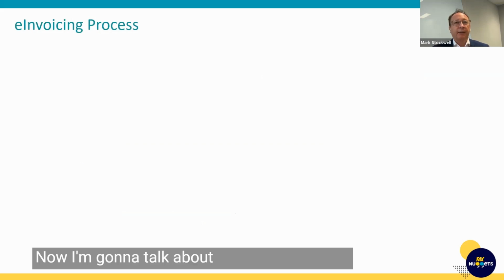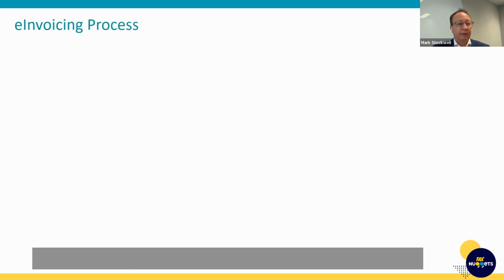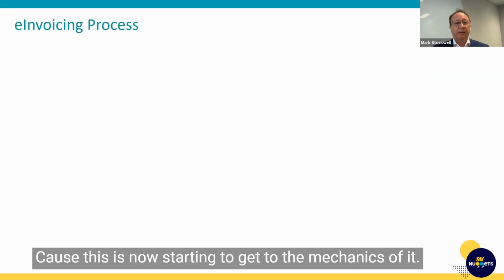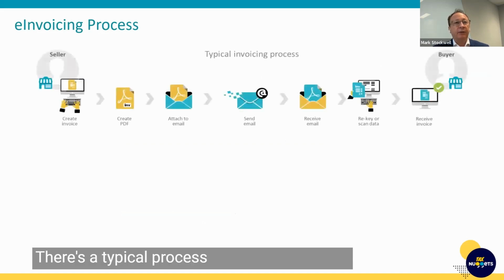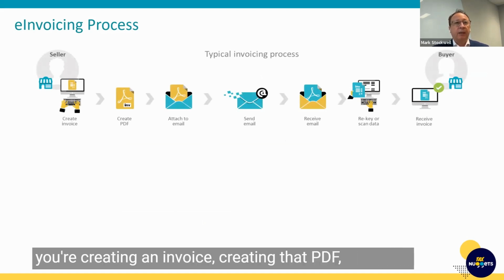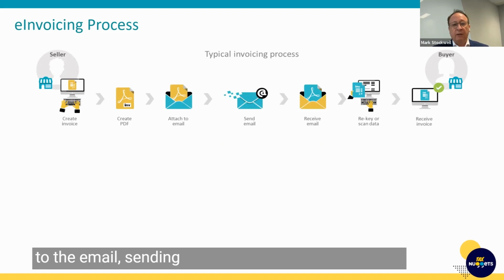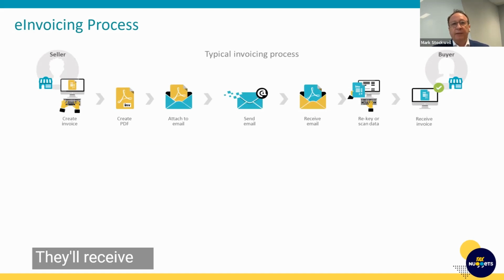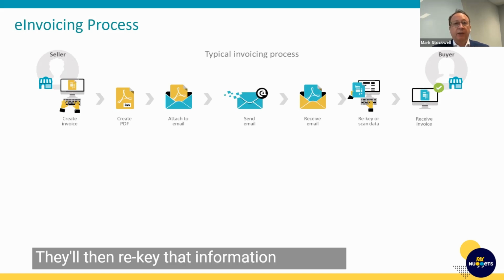Now I'm going to talk about what is eInvoicing, because this is now starting to get to the mechanics of it. There's a typical process on the screen there. It's a step-by-step process where you're creating an invoice, creating that PDF, attaching to the email, sending off that email to your customer. They'll receive it. They'll then rekey that information generally into software or process that they use. And then finally that is seen as received.